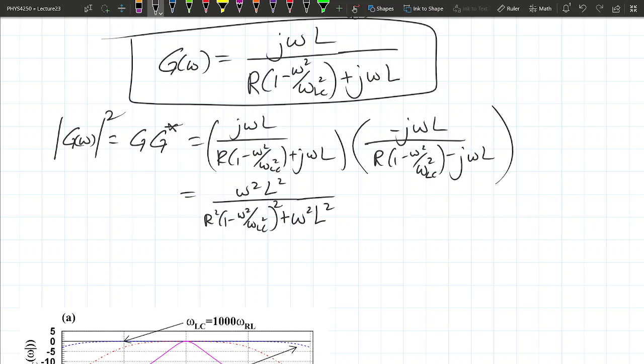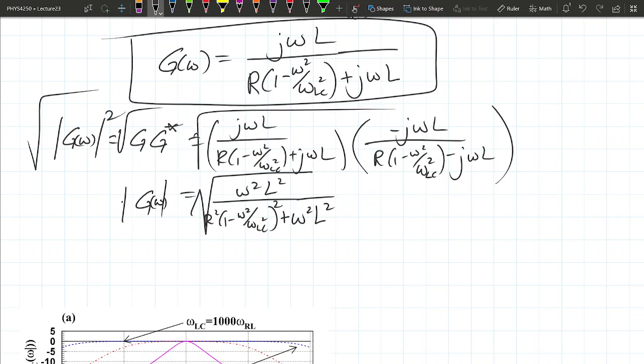Okay, and then if you want, instead of g squared, you just want g, you square root both sides, then you get that. You square root this, you square root this, you square root this. That's what the gain of your RLC circuit is. Lots and lots of stuff, okay?